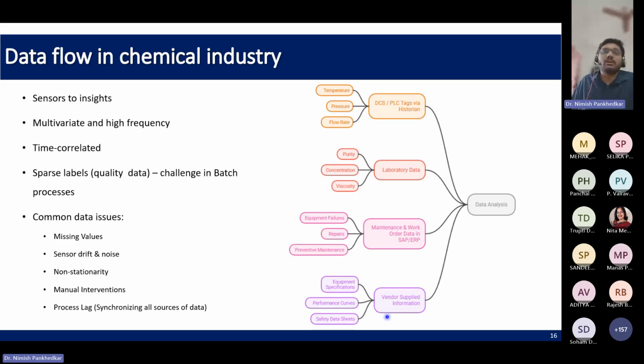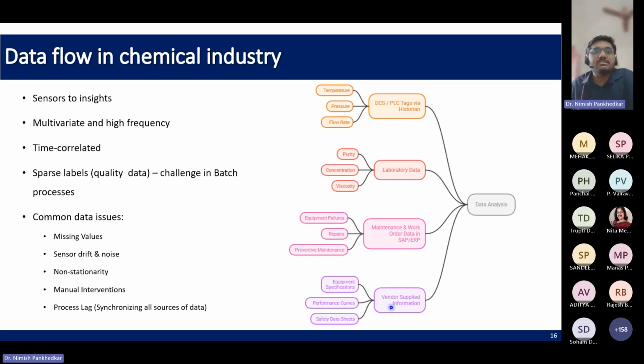Then comes, again crucial, the information given by the vendor or the technology licenser. They will tell you what should be the ideal temperature profile. They'll tell you what should be the ideal pressure distribution in a distillation column, or if it's a reactor, then how the temperature should be across your catalyst bed. All these things will be given to you by the technology licenser. Now, this is important for extracting insights from sensor data into actual actionable items.